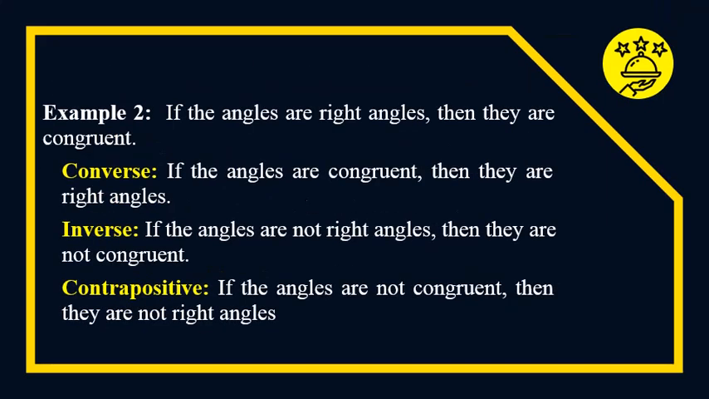Second example. The conditional statement we have is: if the angles are right angles, then they are congruent. The converse statement is: if the angles are congruent, then they are right angles. Inverse statement: if the angles are not right angles, then they are not congruent. And the contrapositive is: if the angles are not congruent, then they are not right angles.